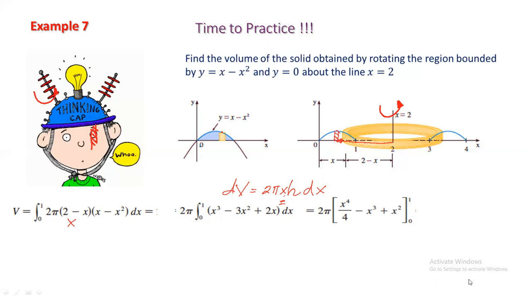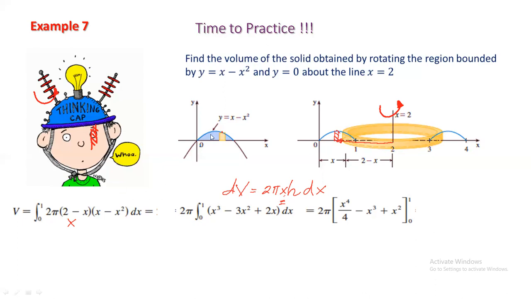Now, another thing, class, wala ginhatag ang limits of integration, no? So wala ginhatag. There was no mention here about the limits of integration. Simply find the volume of the solid obtained by rotating the region bounded by this curve, this line, and rotating it around the line x equal to 2. How would you find the 0 and 1?